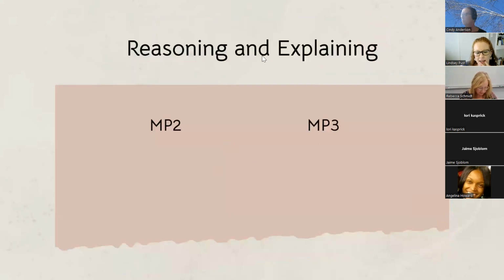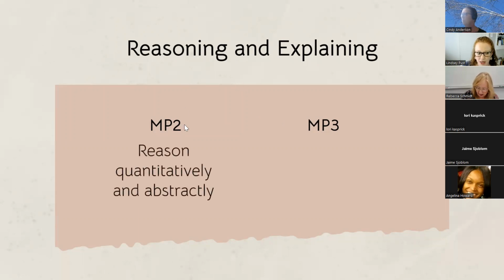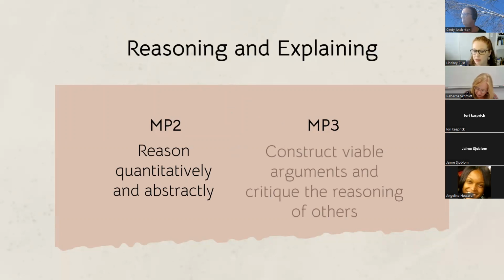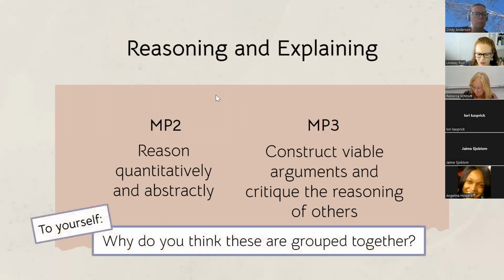Okay, here's the second grouping, reasoning and explaining. Math practice 2 and 3 were put together. So math practice 2 is reasoning abstractly and quantitatively, and then math practice 3 is constructing viable arguments and critiquing the reasoning of others. So again, to yourself, think, why would these be grouped together? And then I'll show a quote in just a moment.